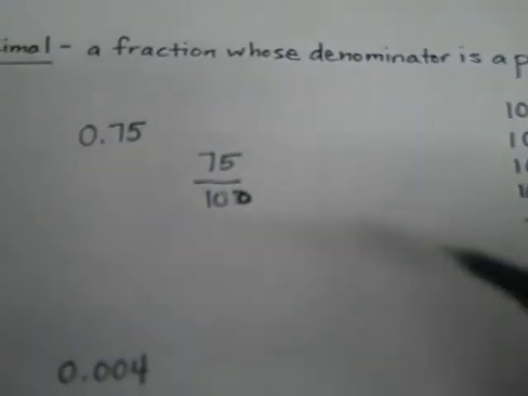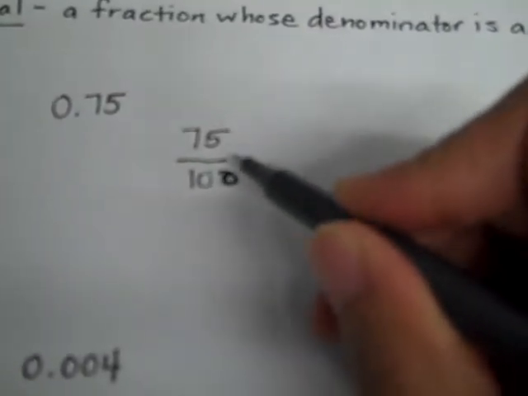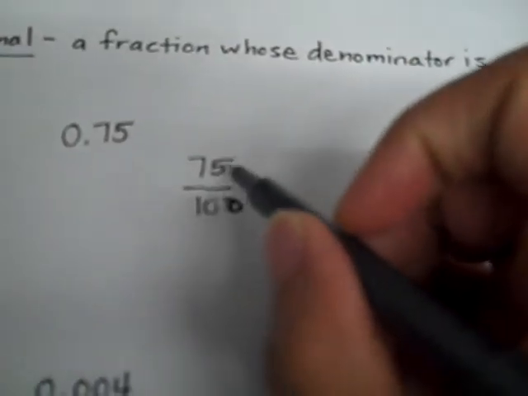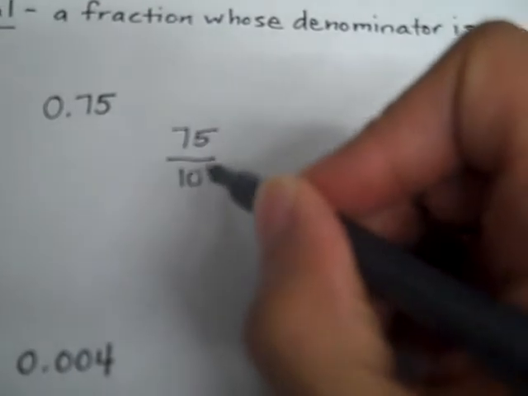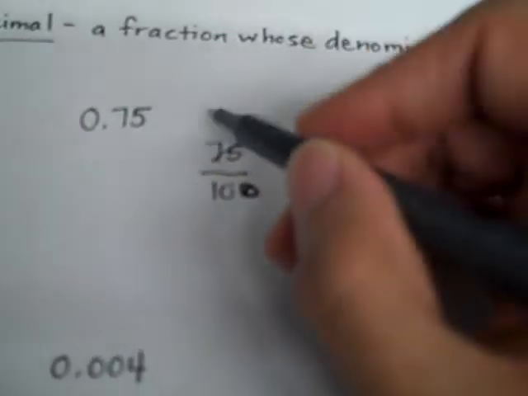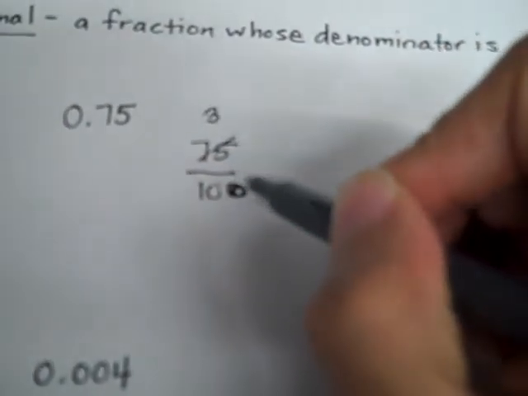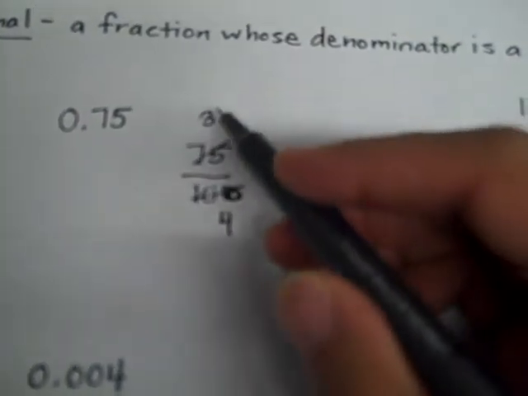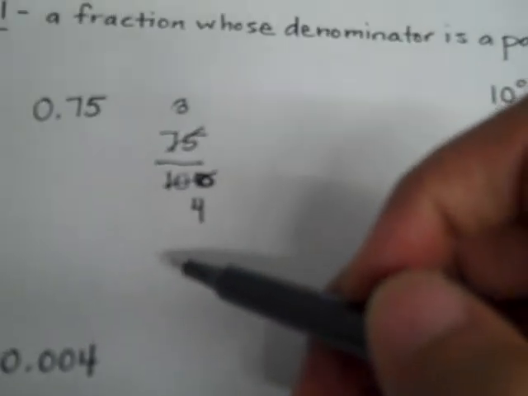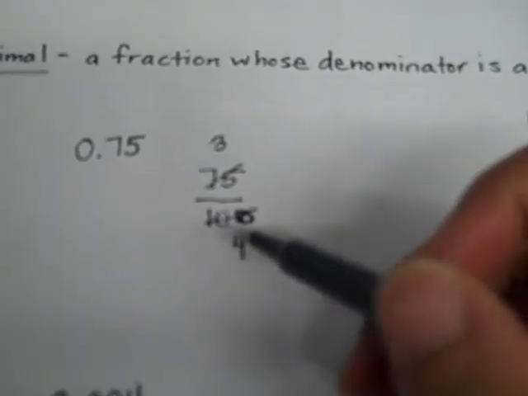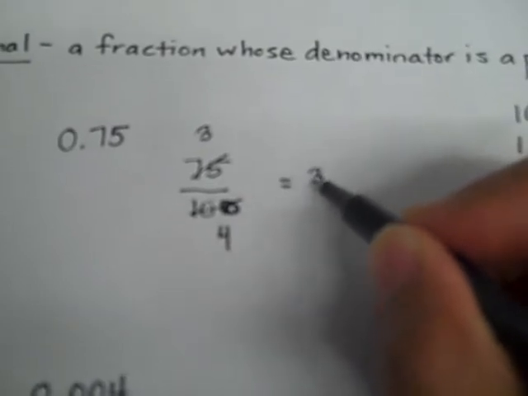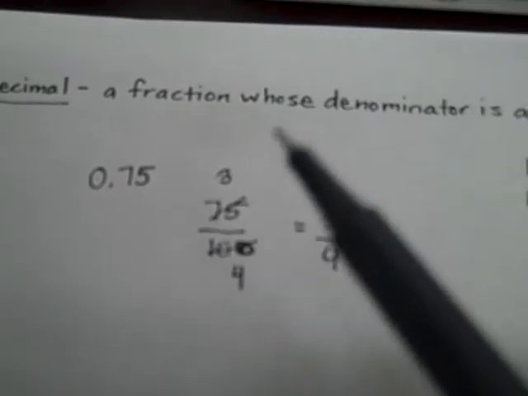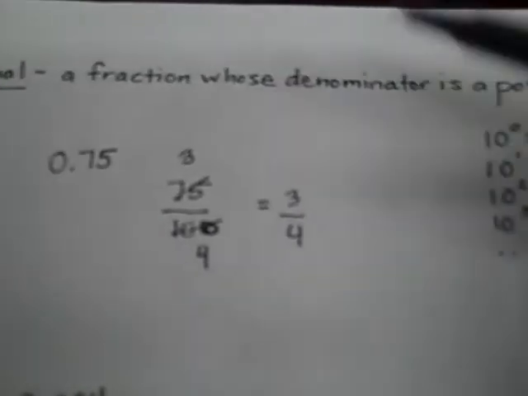Now what I'm going to do is see if I can pull out common factors in my numerator and denominator. It just so happens that I can pull out 25 out of both of these numbers. 75 divided by 25 is 3, and 100 divided by 25 is 4. I'm looking at 3 and 4, and there's no other common factor that I can pull out other than 1. So the answer is 3/4. So 0.75 as a fraction is 3/4.